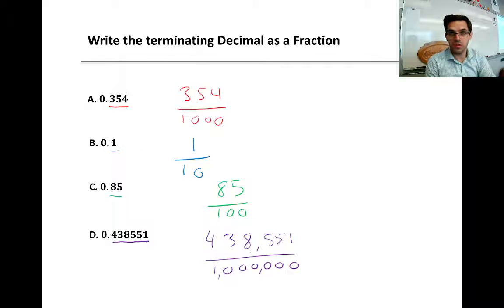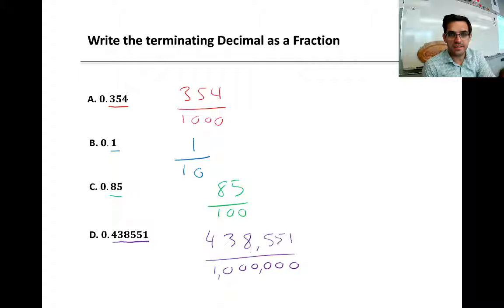0.1 is one number, so we're going to do 1 over 10, 10 having 1 zero. 0.85 is 2 place values, so 85 over 100, 2 zeros. And then a 6 digit one, 438,551 over a million, 6 zeros.